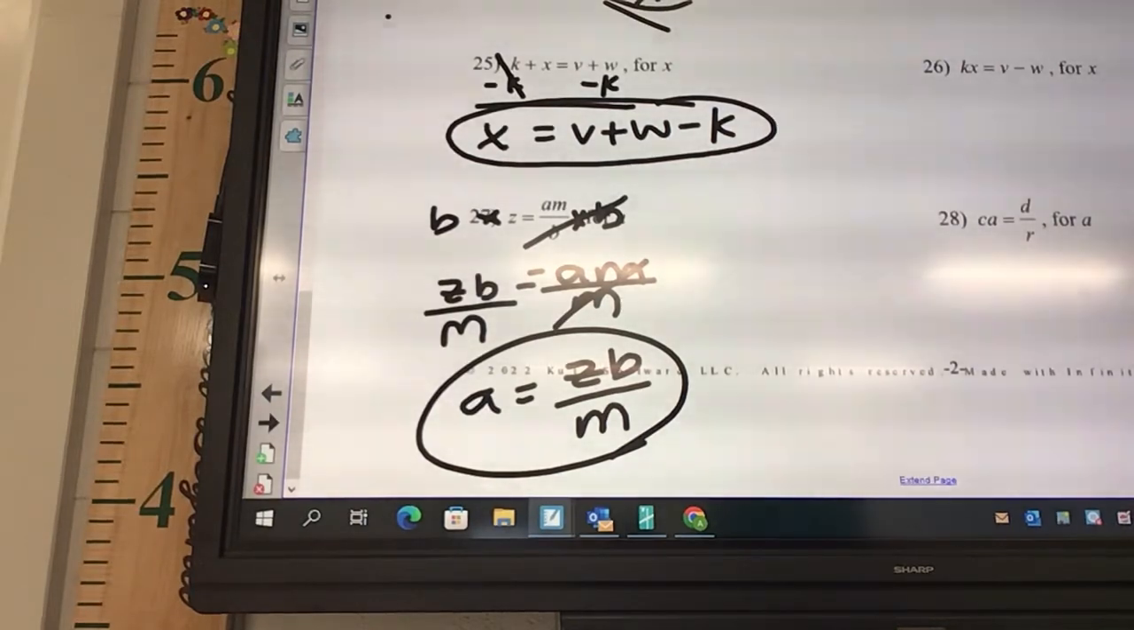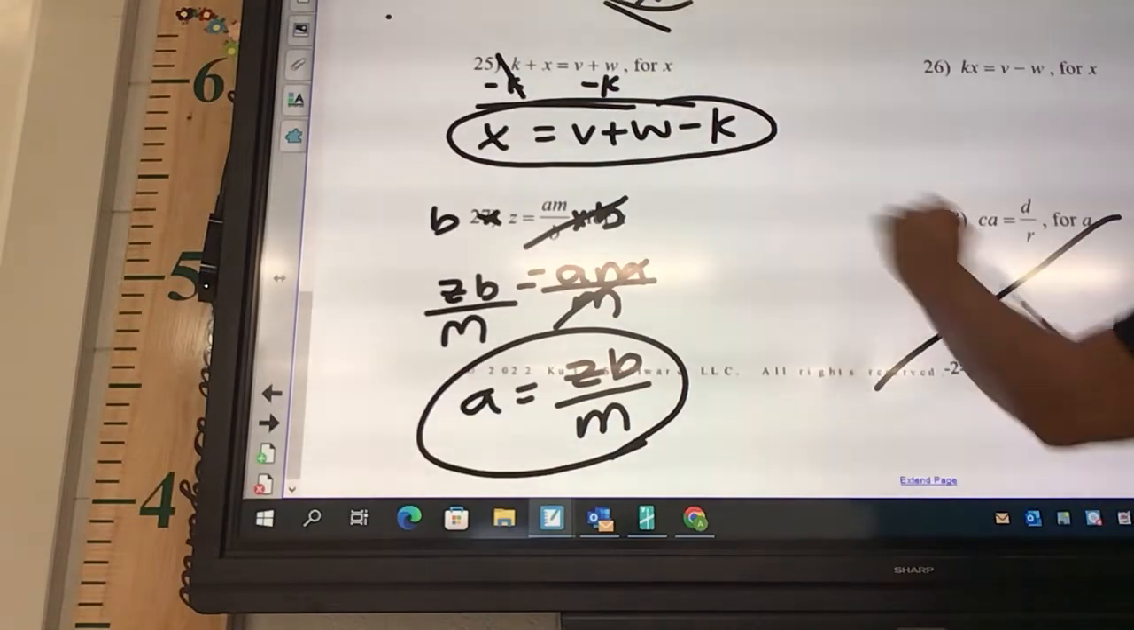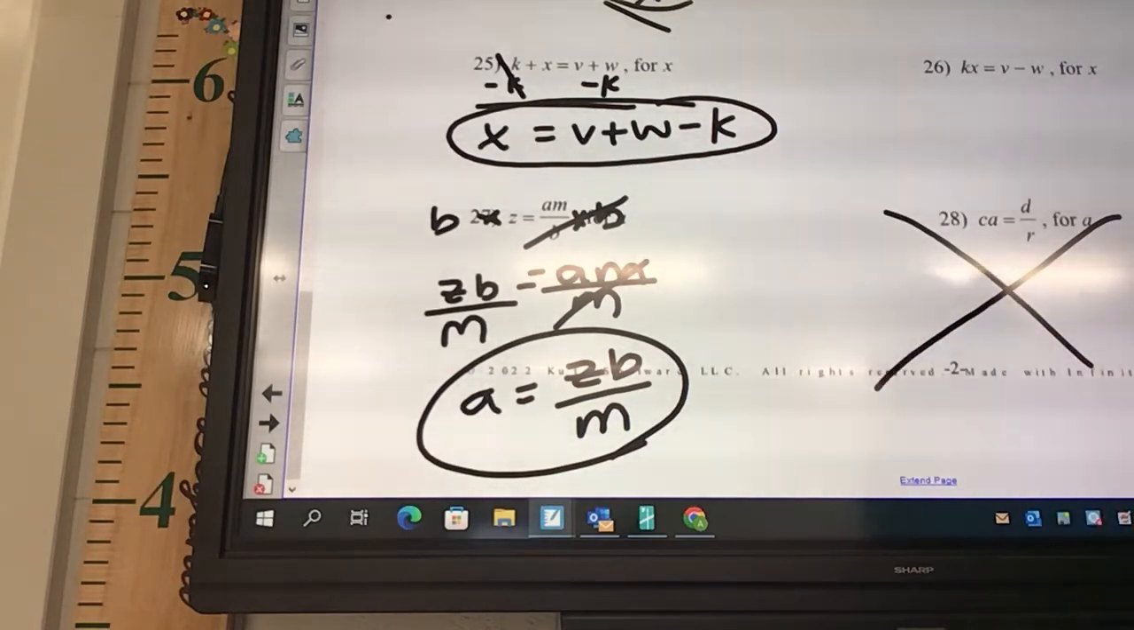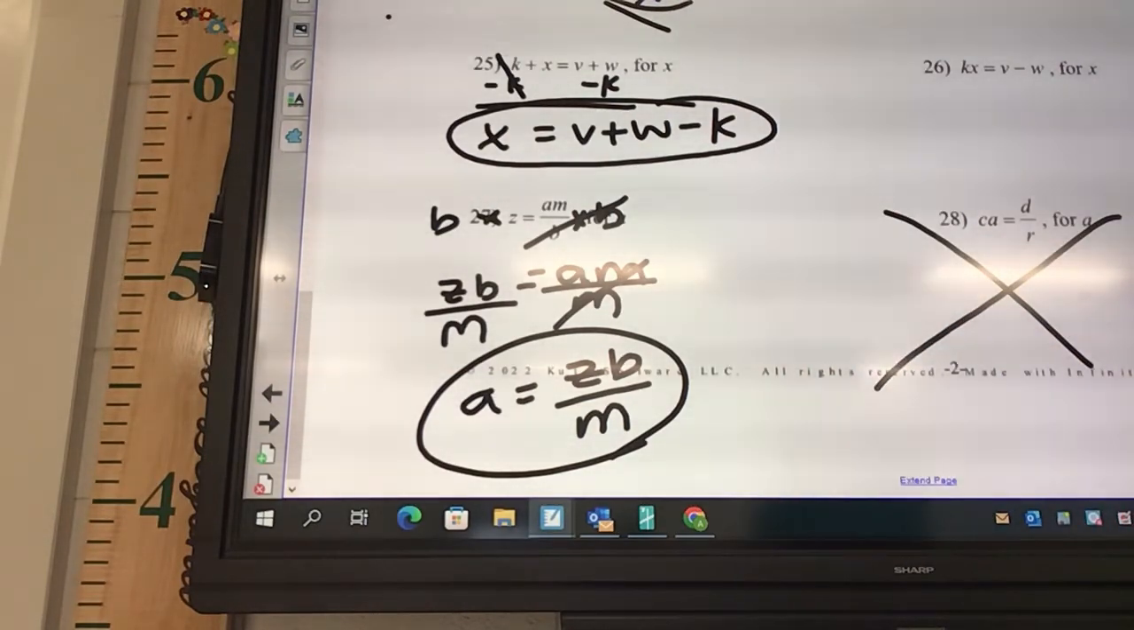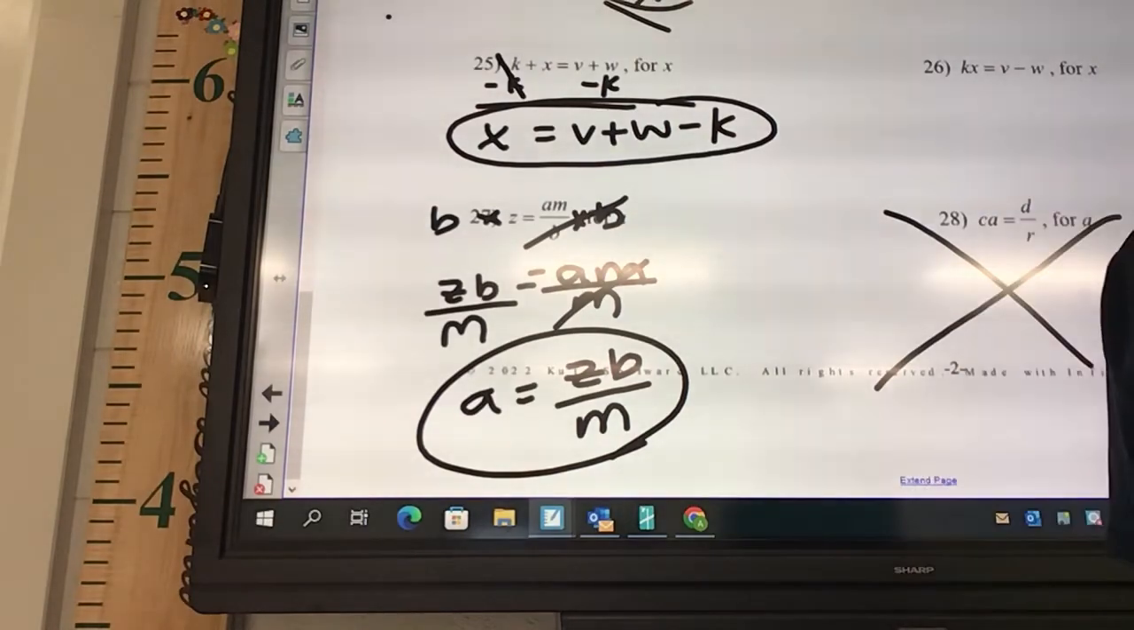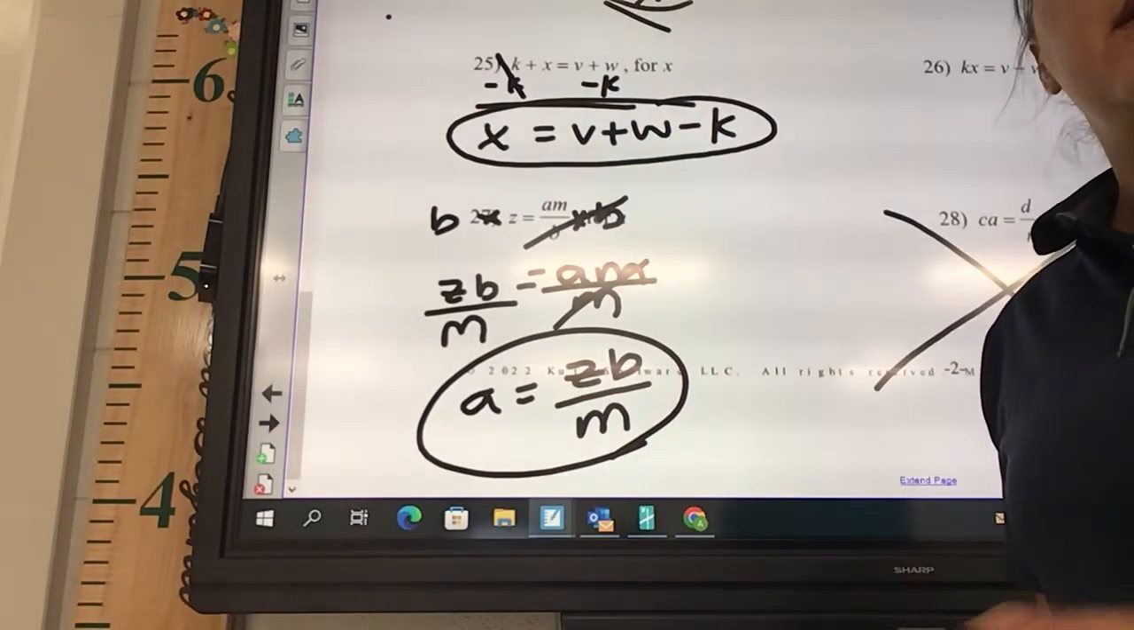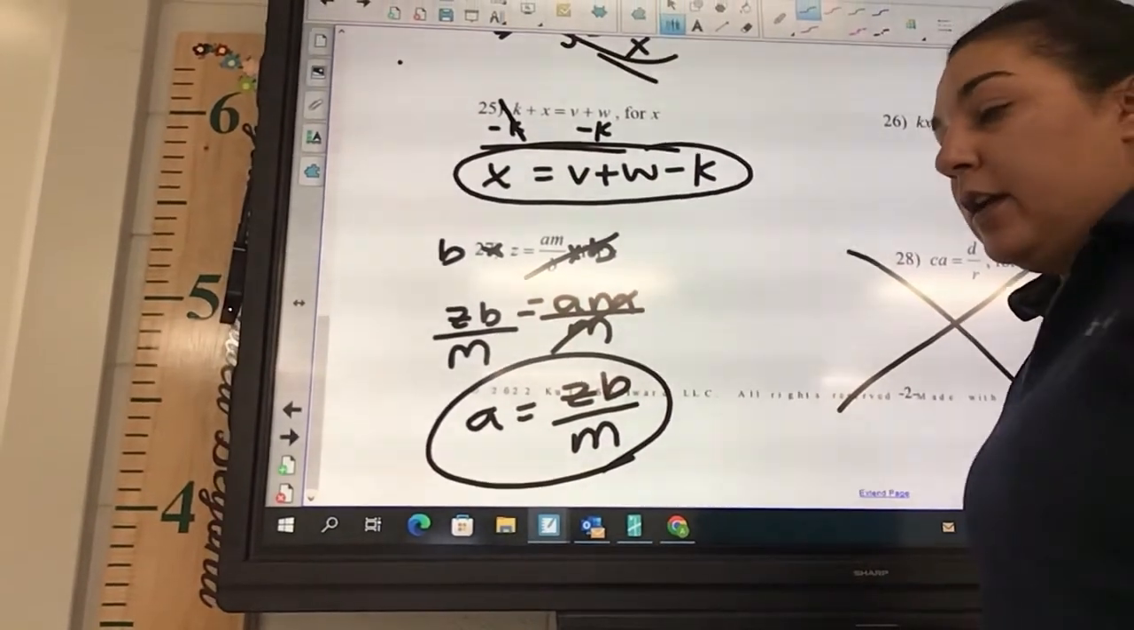Cross off number 28. Okay, cross off 28. Okay, you guys go through. You got probably 13 and 14 to do. Get them done and then put it in the box back there.